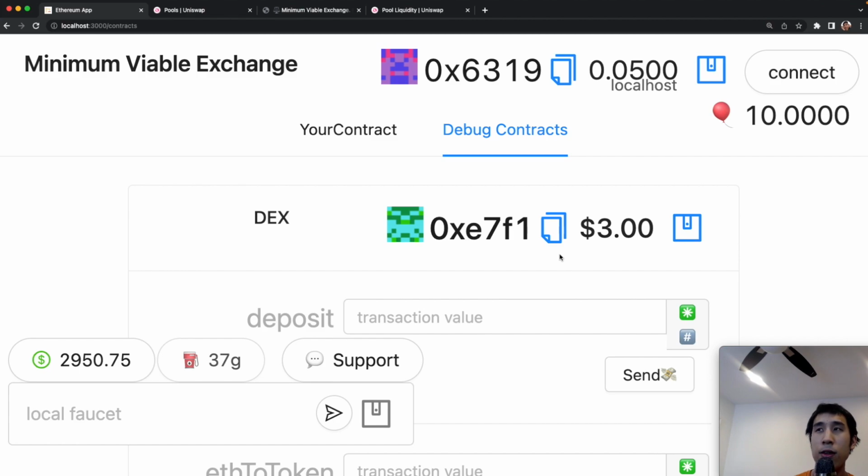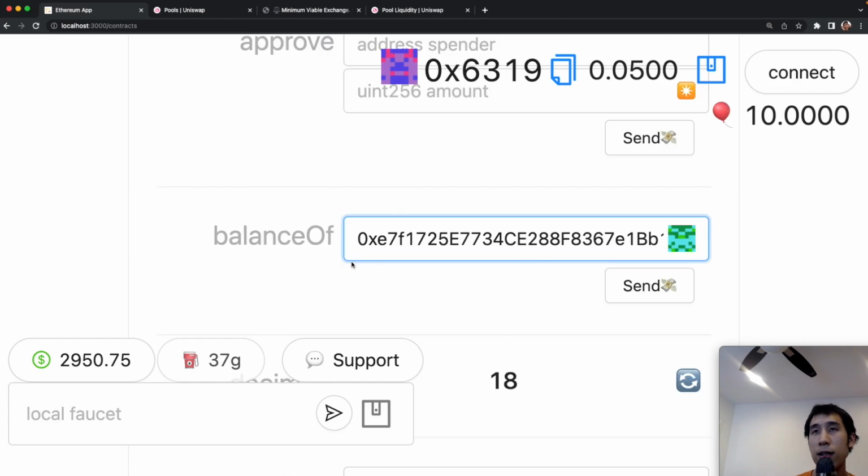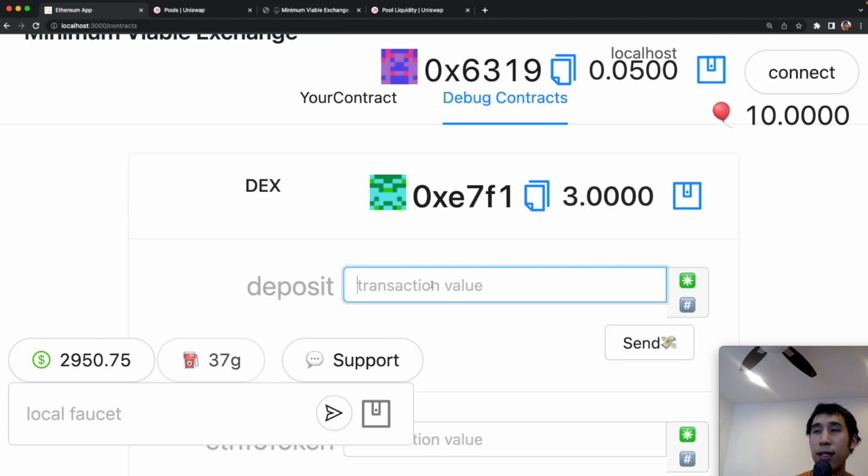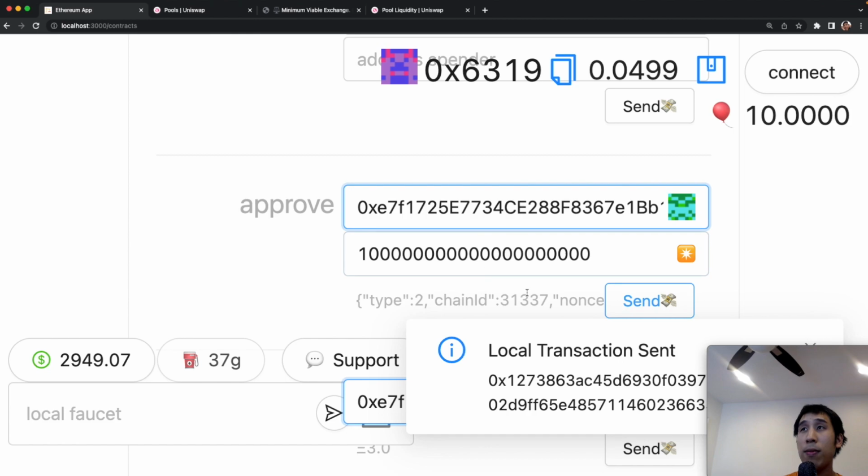At this point, the ratios of Ether and balloon tokens in the DEX are equal. See, the Ether balance is 3. I can also verify that the balance of the DEX in balloon tokens is also 3. This means that when I make a deposit into the liquidity pool, I have to deposit equal amounts of Ether and balloons. I'm also going to approve the DEX to take away my balloon tokens.